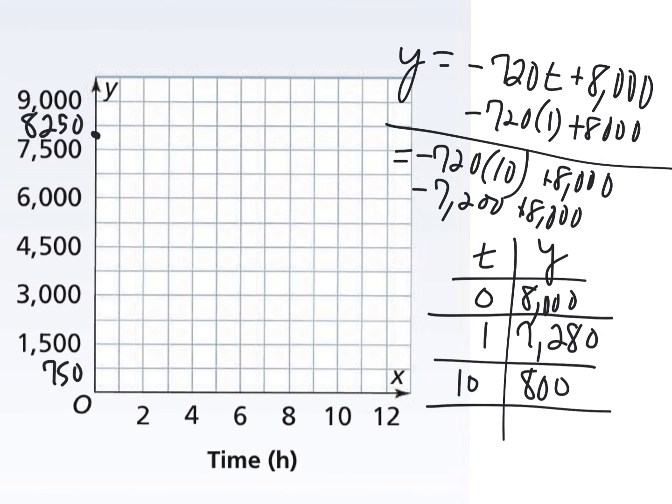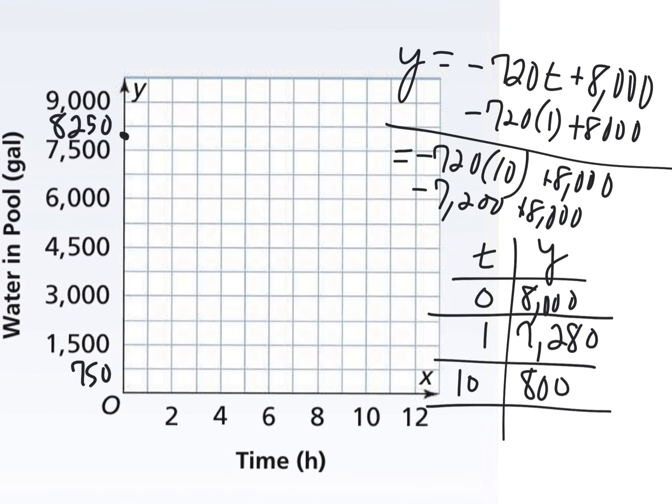So 1 is 7,280, wherever that is. Somewhere in here. After 10, it's at 800. And we know it's just a little after 11 that it's actually emptied. So that would be another point we could do. Another point we could graph.